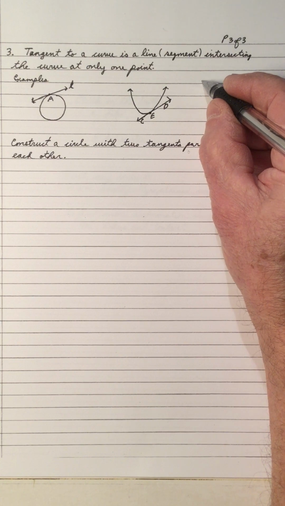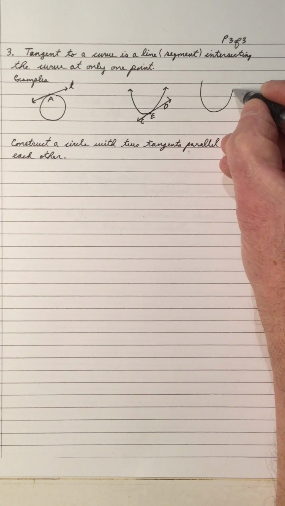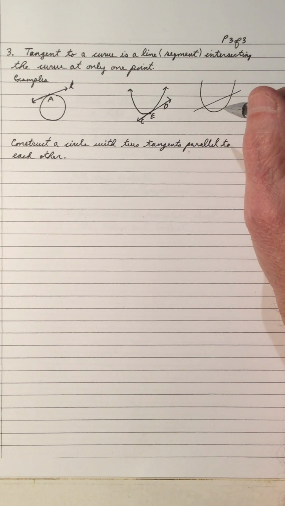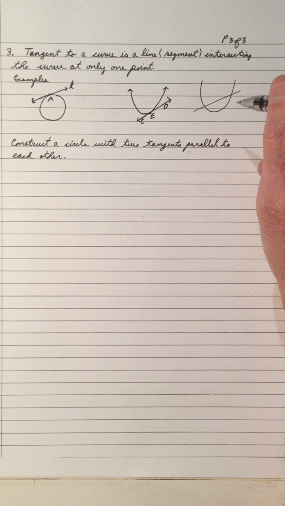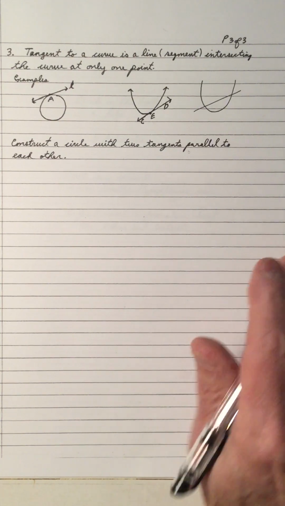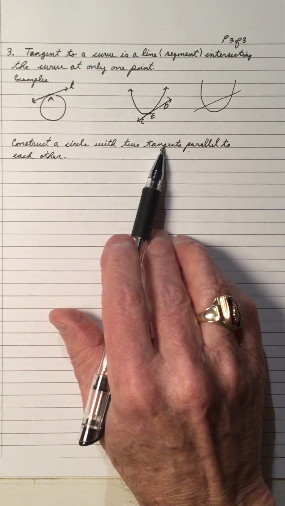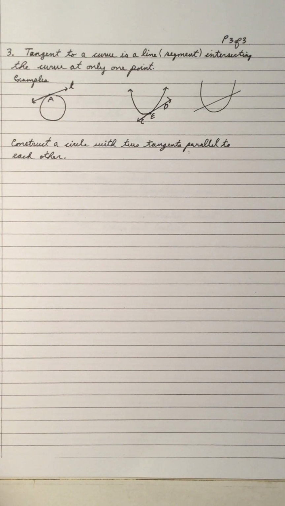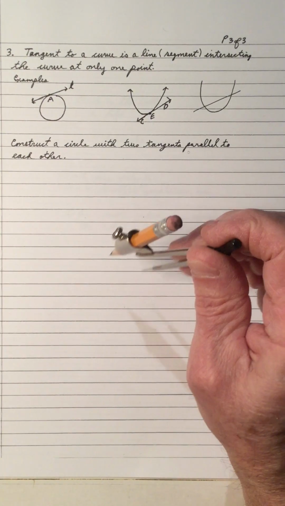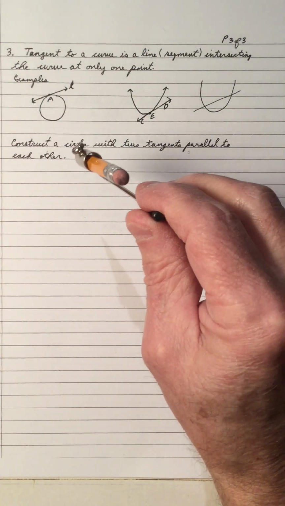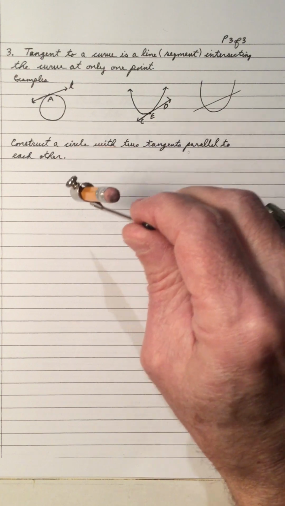If I do this and cut it at 2 points, then it's not a tangent. A tangent is a line or a segment that intersects a curve at only 1 point. So let's continue with our question here. Construct a circle with 2 tangents parallel to each other. So let's first of all draw a circle.